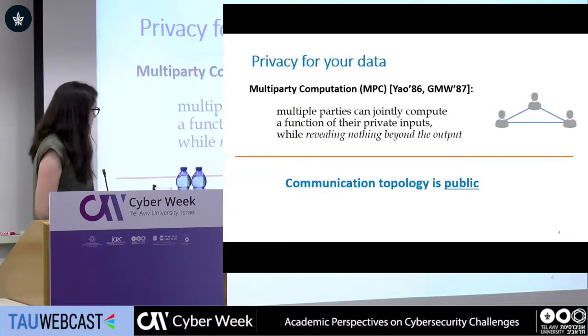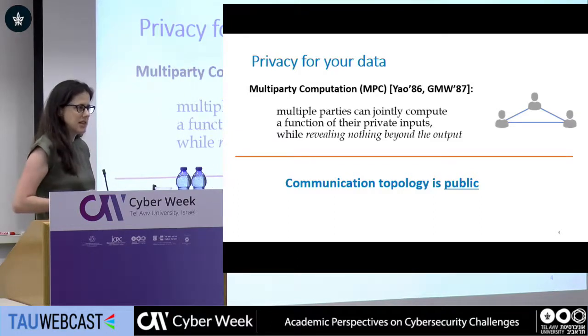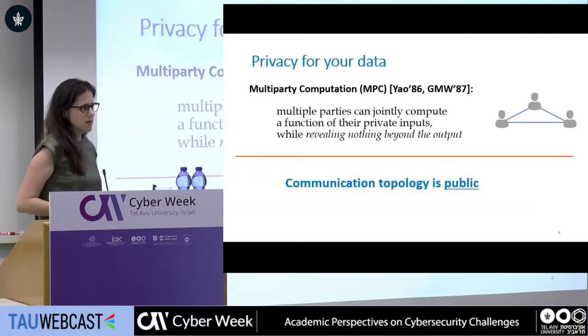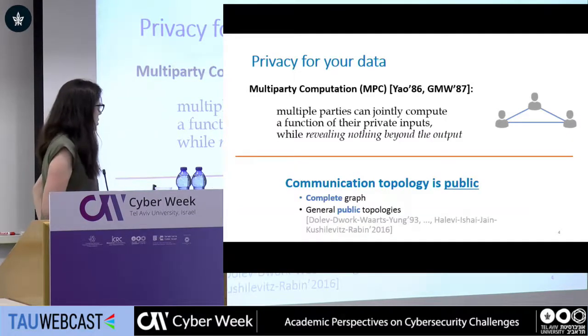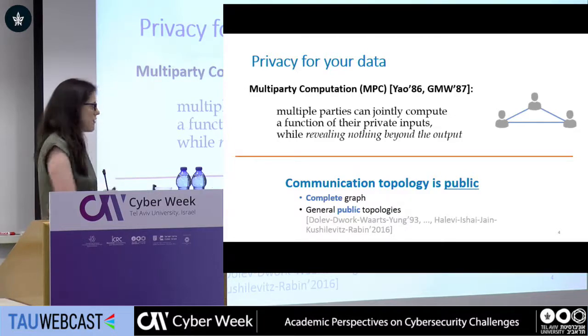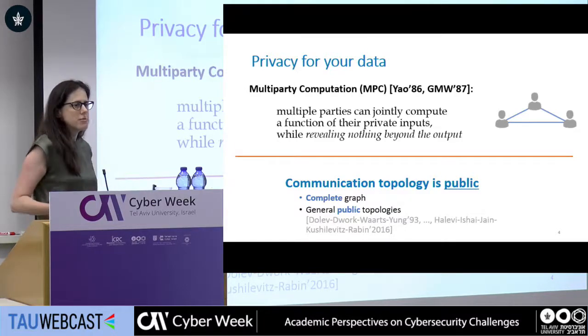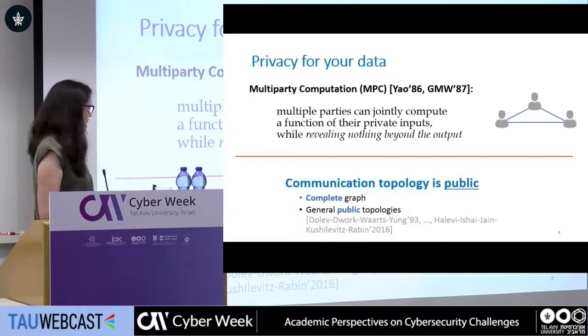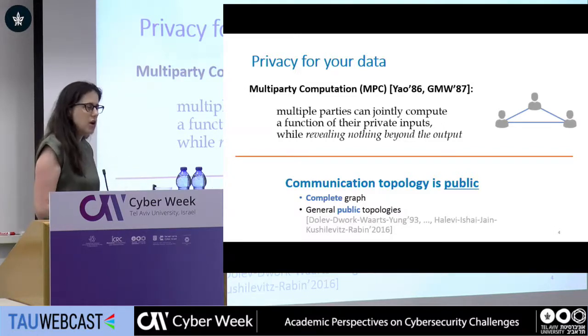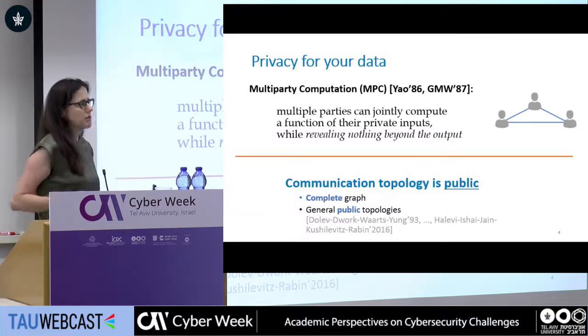But for the classical works in multi-party computation, the assumption is that the communication topology, in the Facebook example the social graph that we talk on, is public. In the original works, it was assumed to be the complete graph, so everybody can talk with everybody. And then there have been subsequent works talking about more general topologies. But in all these works, the topology is public information. There's nothing secret about it.